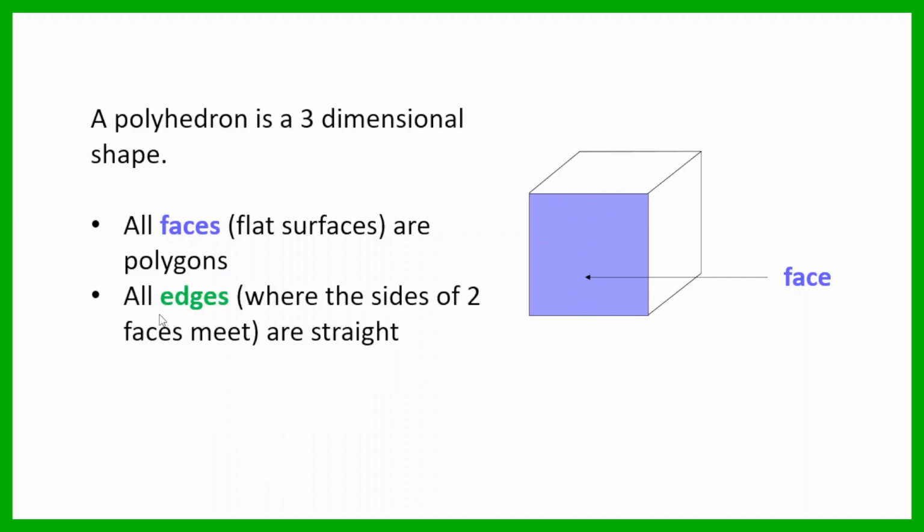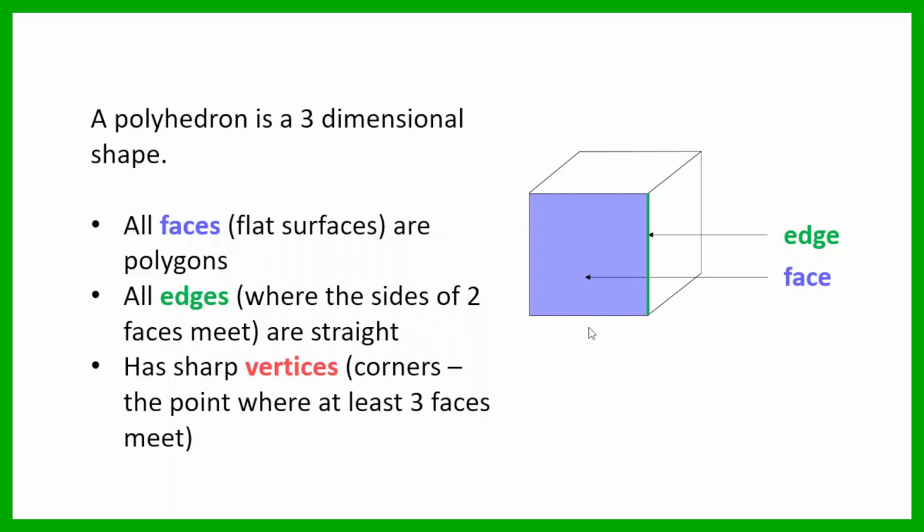Okay, all the edges, which is where two faces meet. So over here I've got an edge, over here I've got an edge, over here I've got an edge, and so on. So all the edges, like this edge over here, which is where two faces meet, are straight. So nothing on a polyhedron will ever be curved. And it has sharp vertices.